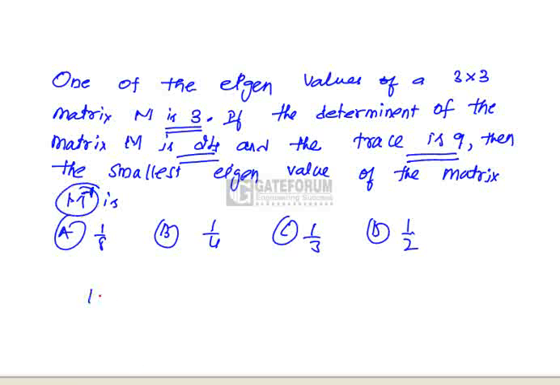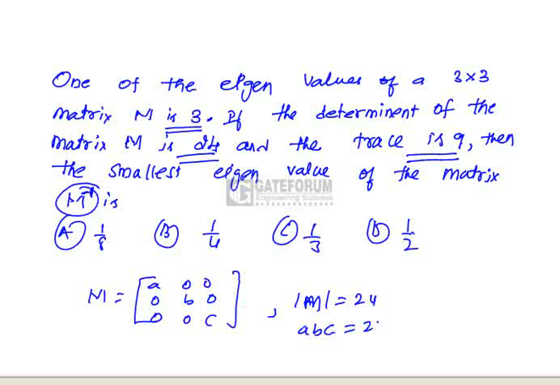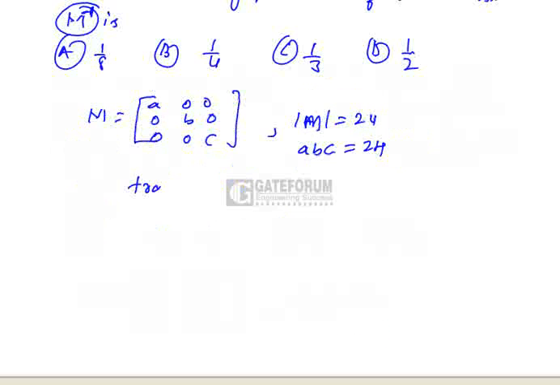Now, let the matrix M be A00, 0B0 and 00C. Now, they have given that the determinant of M is equal to 24, which is nothing but ABC, that is 24. And also the trace of this matrix M is given as 9. Trace is nothing but the sum of the principal diagonal elements, which is A plus B plus C is 9.